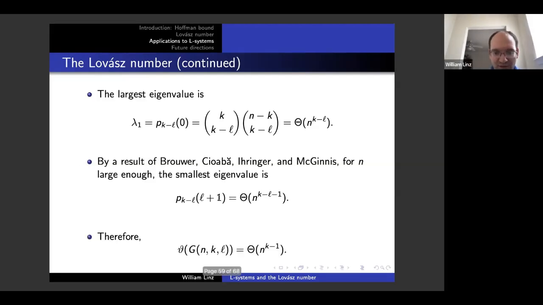So what that means, if you now put everything together, is that the number of vertices in the graph is of the order n to the k, and then the ratio negative lambda_n divided by lambda_1 minus lambda_n is going to be of the order 1 over n. So 1 over n times n to the k gives you something of the order n to the k minus 1. Okay, so that's the justification for the Lovász number computation.